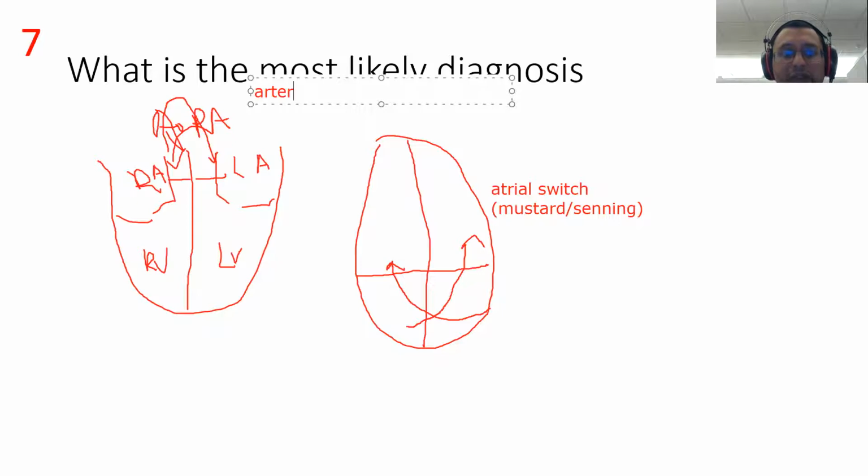arterial. You see the difference? Arterial switch. Arterial switch procedure, or Jatene procedure.